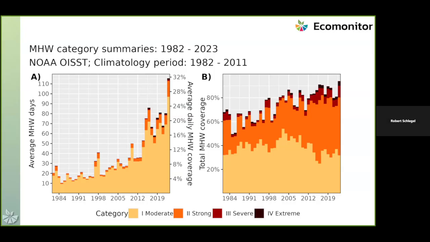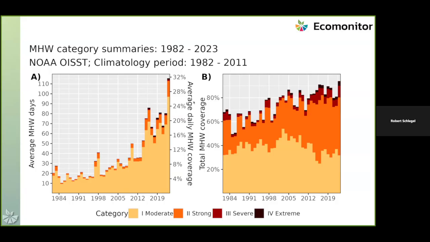So these are the data from 1982 to 2023. These are from the NOAA, which is an American organization, and their OISST satellite temperature product. So the climatology period, meaning what is the average temperature we expect, is from 1982 to 2011 for the people that are interested in the statistics.